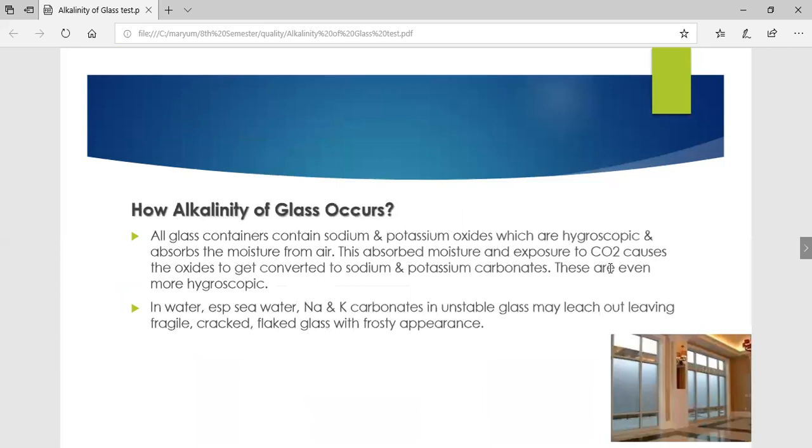Okay, so how does alkalinity of the glass occur? Why does the glass get alkaline? All glass containers contain sodium and potassium oxides. It is their composition that they have sodium and potassium oxide in their formation. These sodium and potassium oxides are basically hygroscopic in nature. They absorb moisture from the air, but their size stays intact.